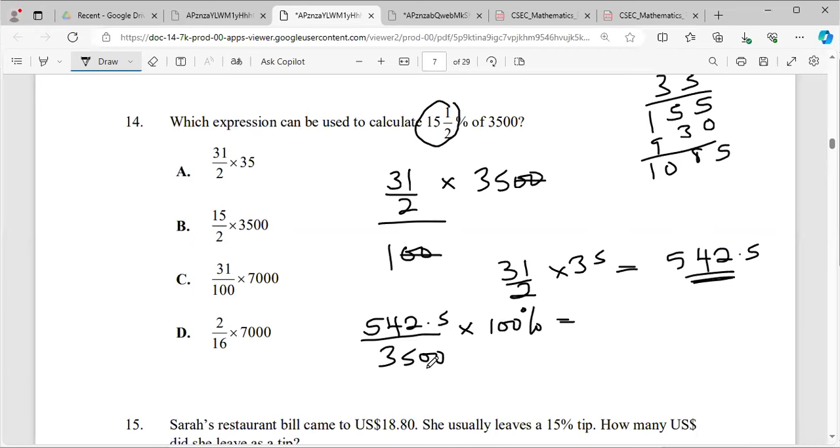We divide by this and then divide 35 into 542. Let's see if we can. So we have 542.5. Now divide this by 35. 35 into 5, you can't. 35 into 54, that's 1. 1 times 35, 35. So we're going to basically subtract now.